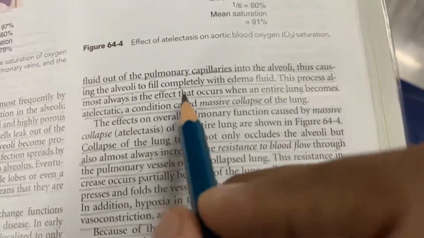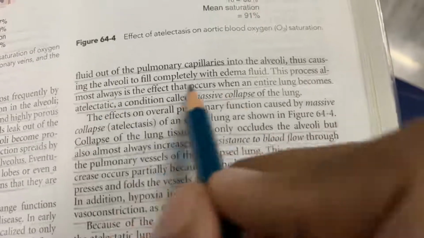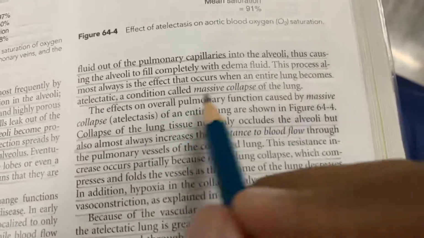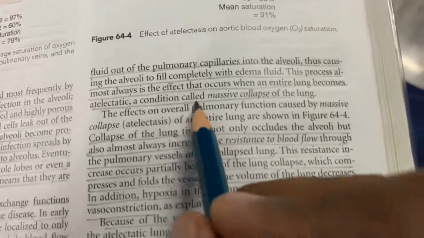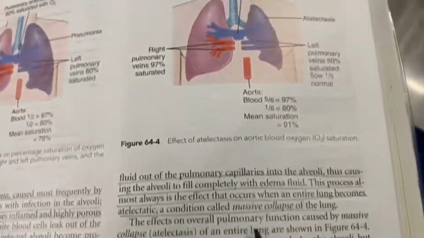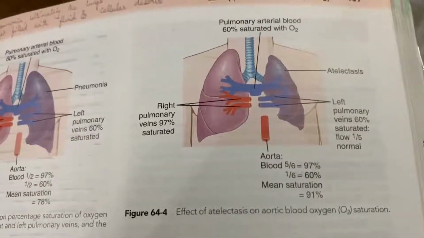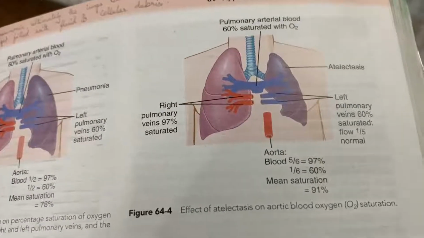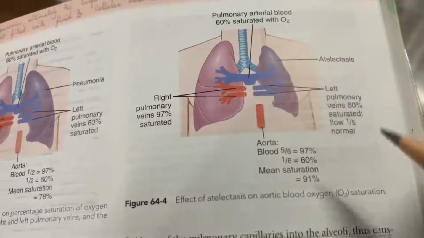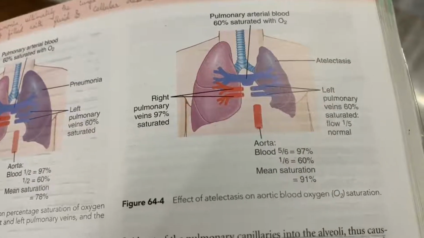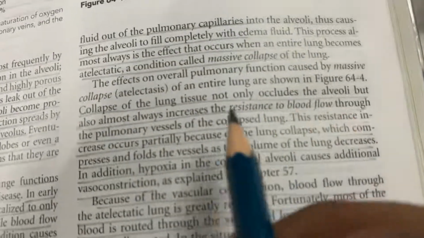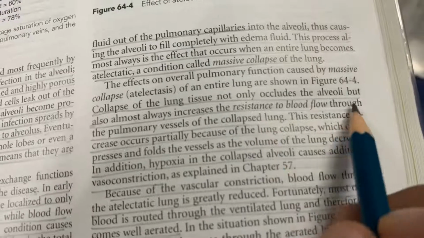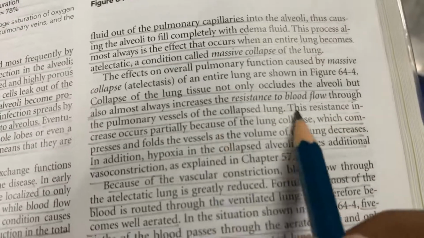This process almost always is the effect that occurs when an entire lung becomes atelectatic, a condition called massive collapse of the lung. So the effects on overall pulmonary function caused by massive atelectasis of a lung are shown here in this figure. Collapse of the lung tissue not only occludes the alveoli but also increases the resistance to blood flow through the pulmonary vessels of the collapsed lung.